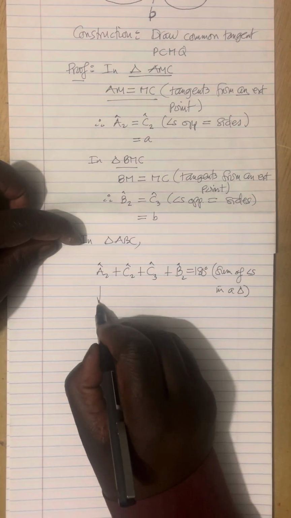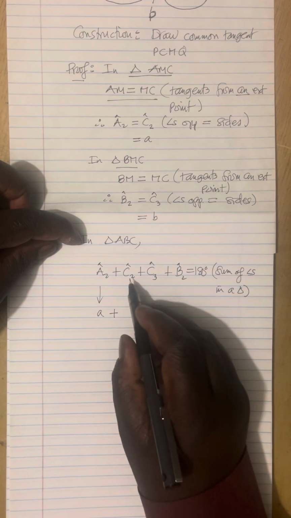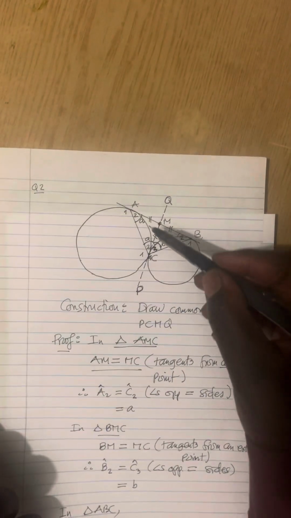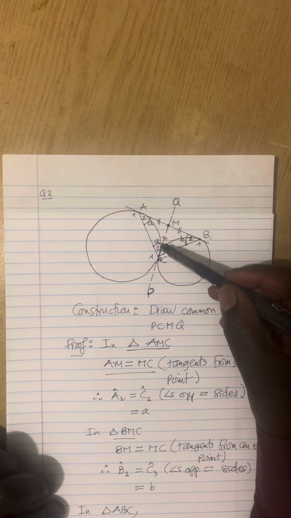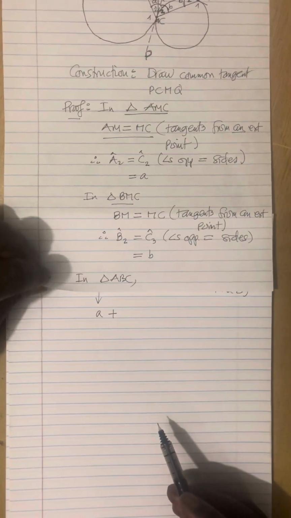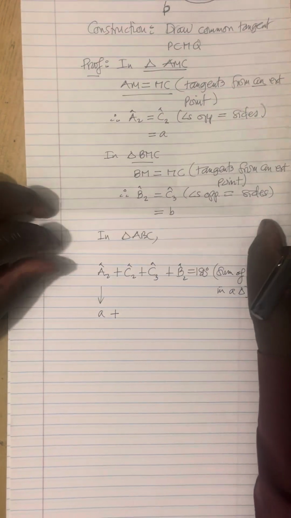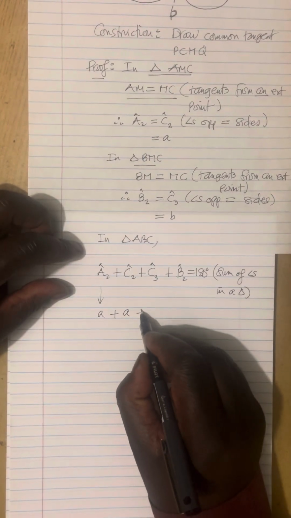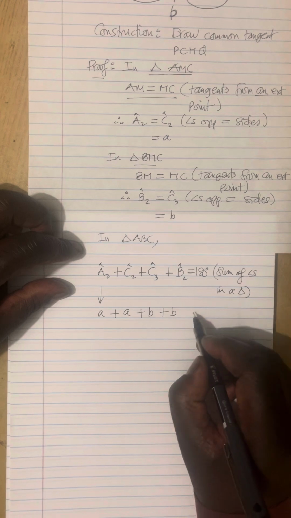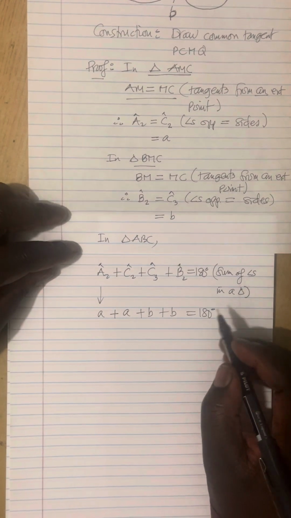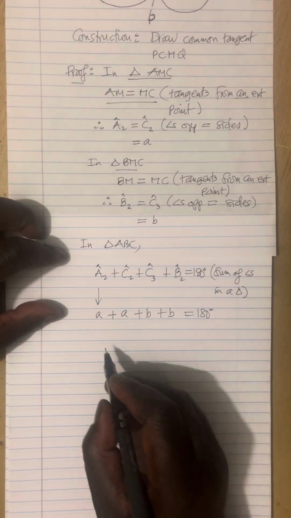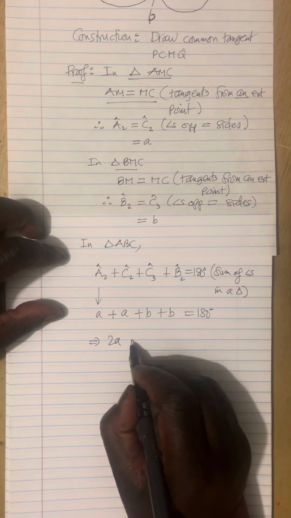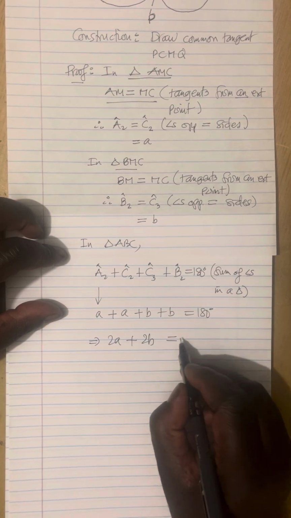Now, what is A2? Well, A2 is small letter a, C2 is also small letter a. You can see it here. Small letter a, and then small letter b, small letter b. So we are saying small letter a over here plus small letter a plus small letter b plus small letter b again equals 180. Now, if you do the addition of like terms, this gives you 2a plus 2b is equal to 180.